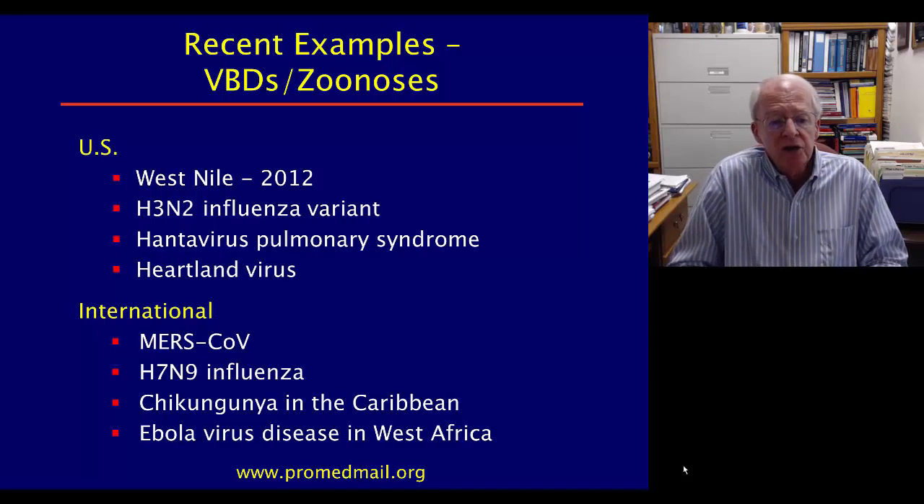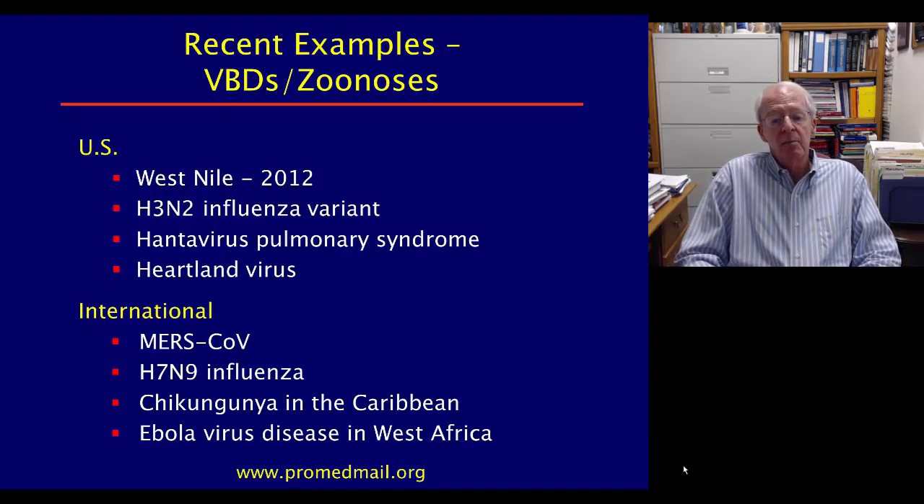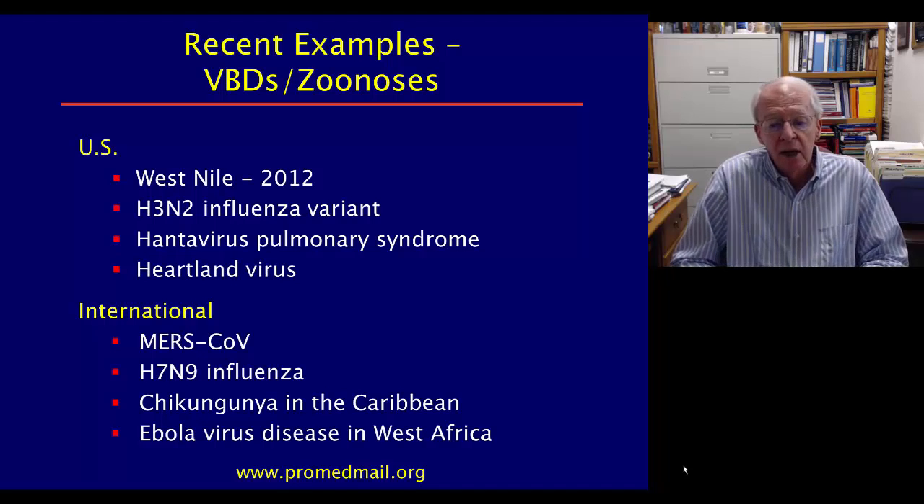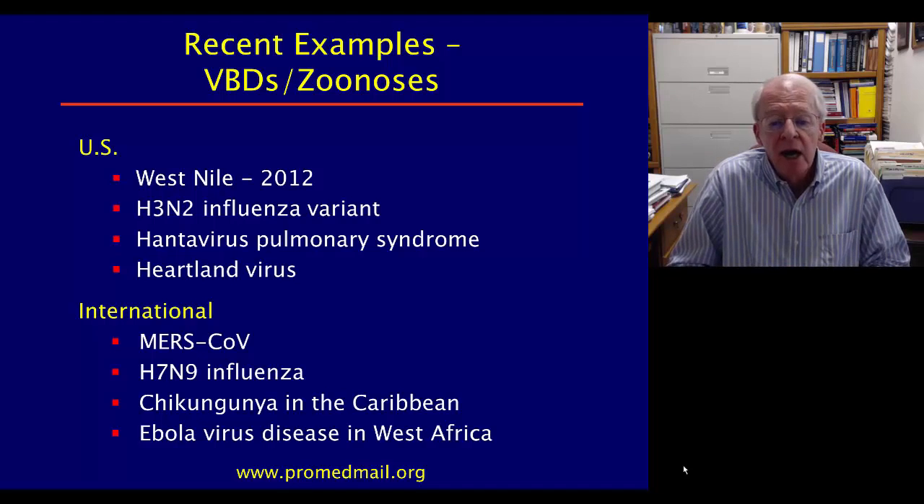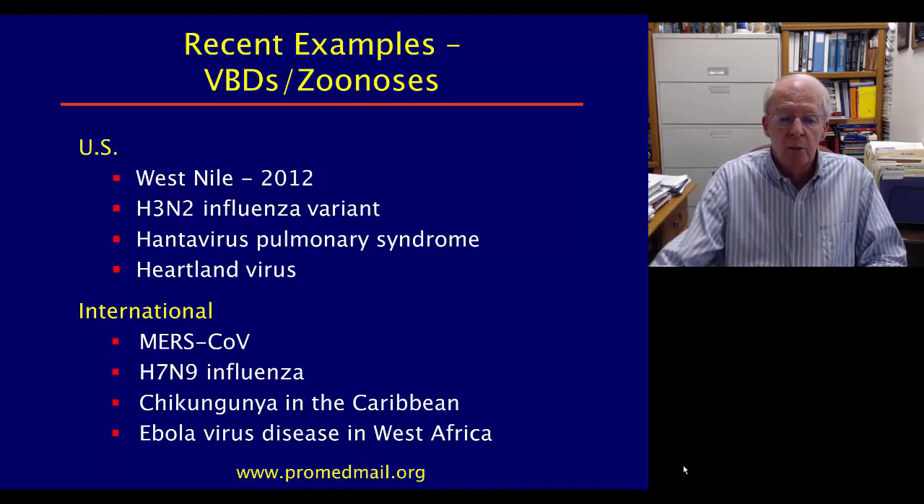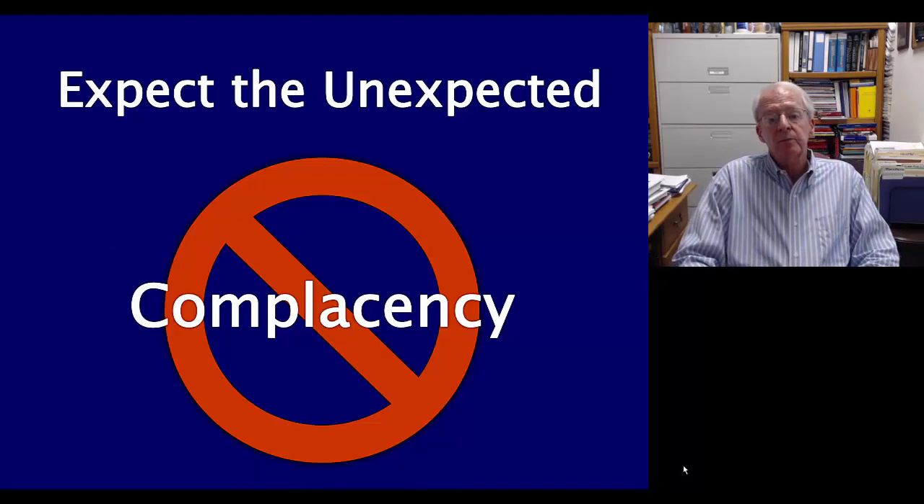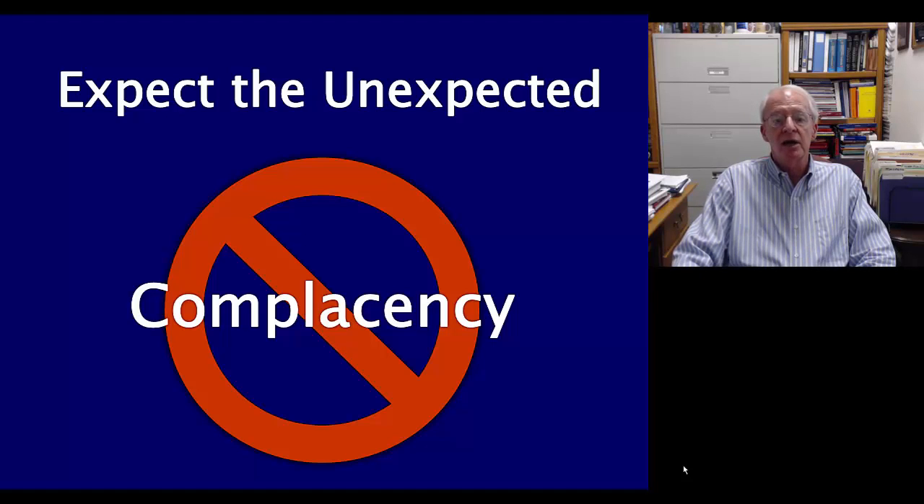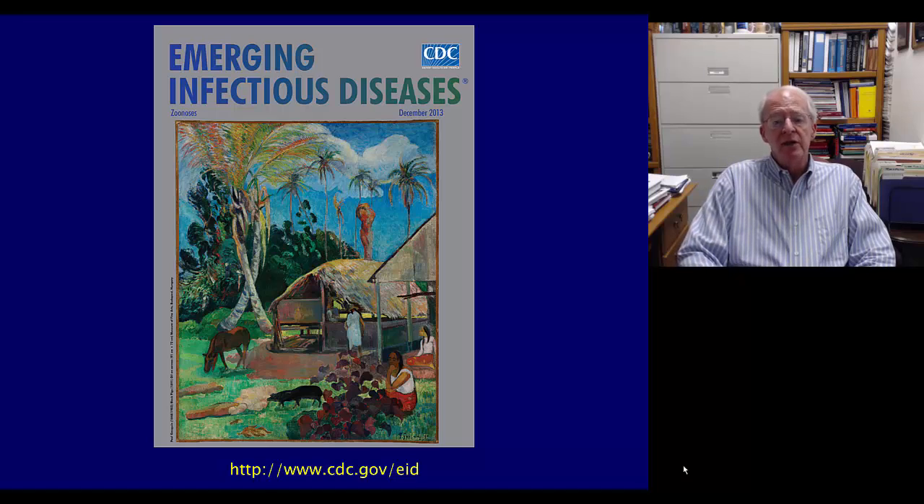At the international level, we've experienced MERS coronavirus in the Middle East, H7N9 influenza, chikungunya throughout the Caribbean, which spread to Central America and North America and areas of South America. And then currently, again, the Ebola virus disease in West Africa. A critical lesson of all this should be to expect the unexpected and to avoid complacency at all costs regarding infectious diseases. And this is the final slide.